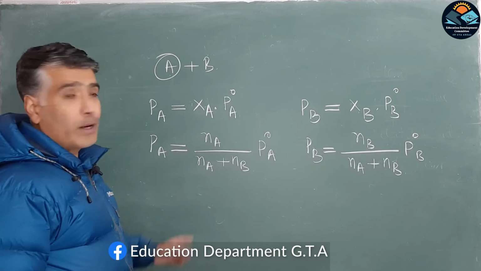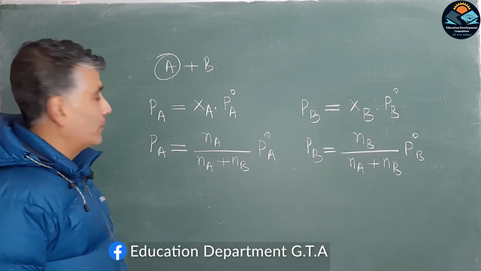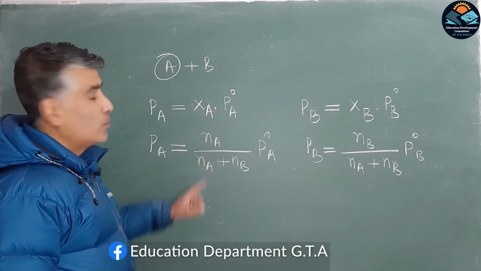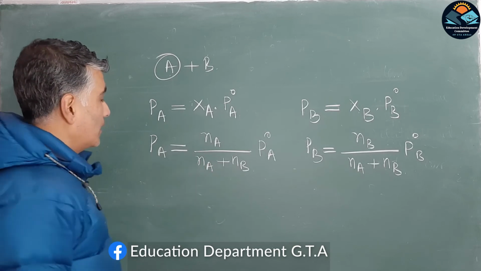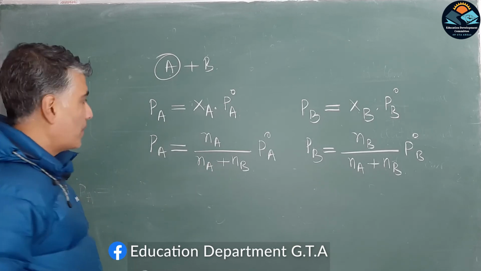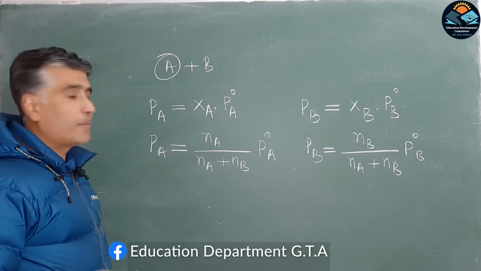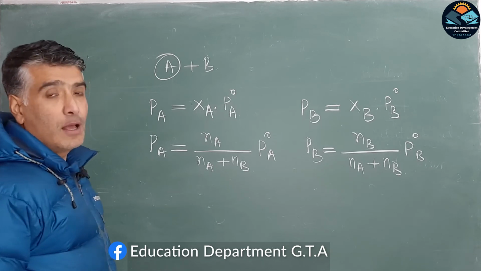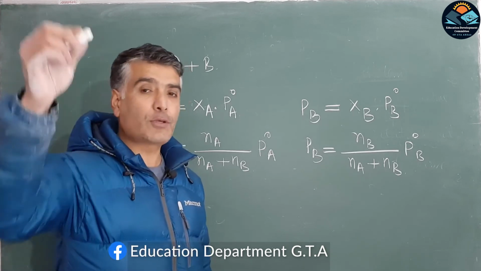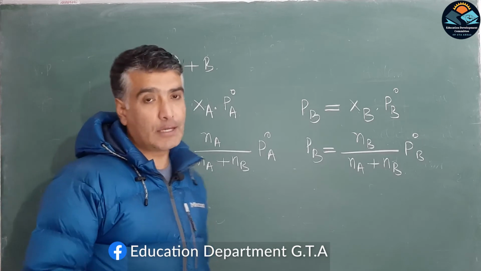What if the number of moles are also not given? Sometimes they may not give you how many moles of A you've got, how many moles of B. Then still you can find the number of moles. You remember how to find the number of moles from our previous discussion. Number of moles is obtained by dividing the mass of any substance by the molecular mass of the same substance.